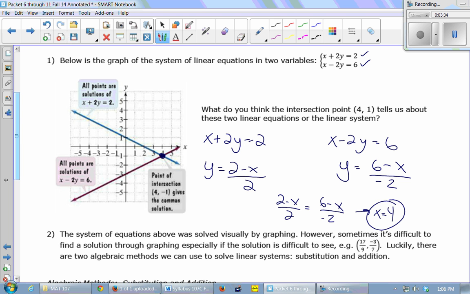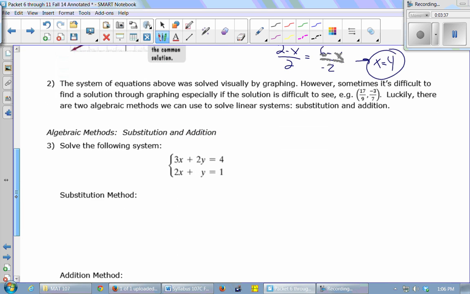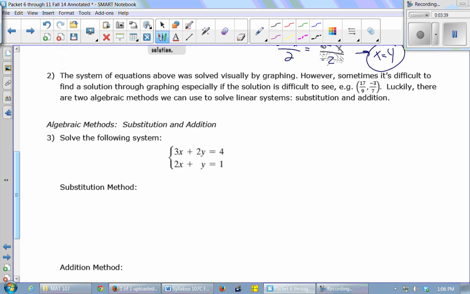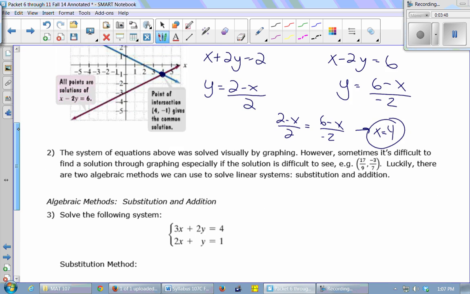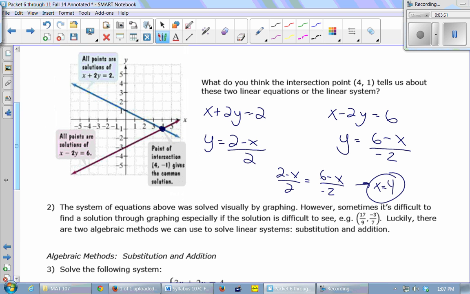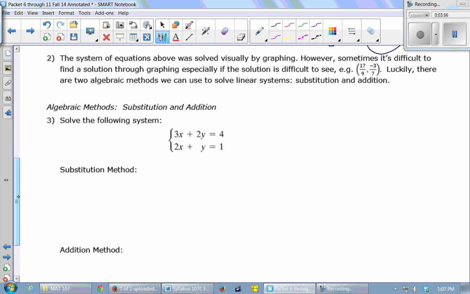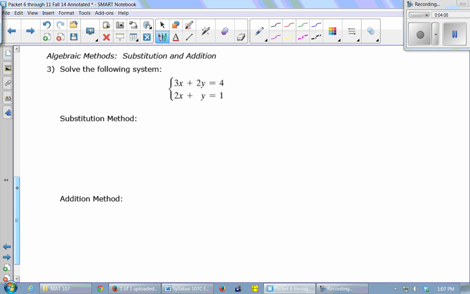So we can solve a system of equations visually by graphing, but sometimes it's difficult to find a solution through graphing, especially if it's difficult to see. Like if the solution were (17/9, -3/7), it's hard to tell that just by looking at a grid that only shows the integers. So luckily there are two algebraic methods we can use to solve these, substitution and addition. We did a little bit of substitution last class, so we're just going to officially review these two methods today.